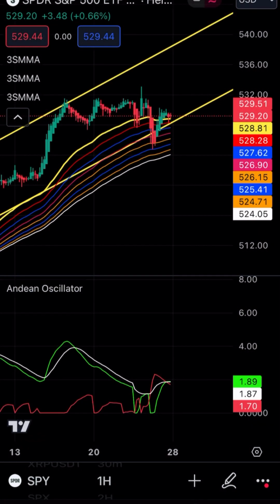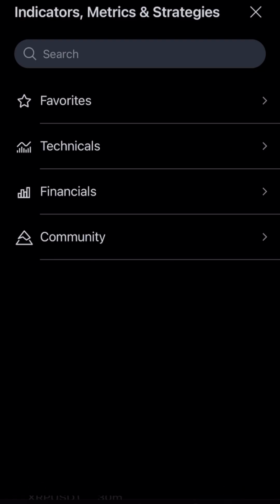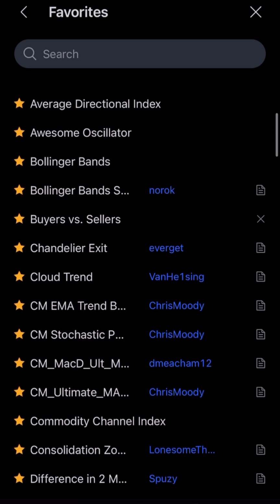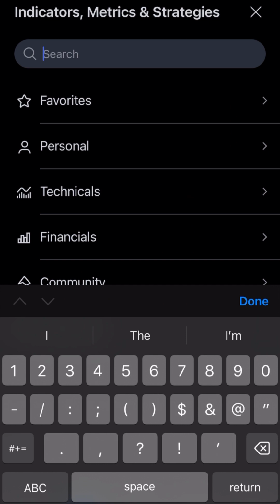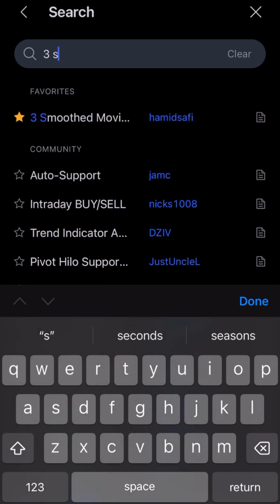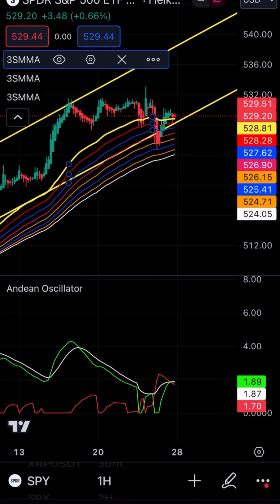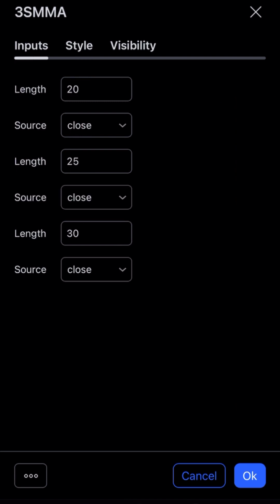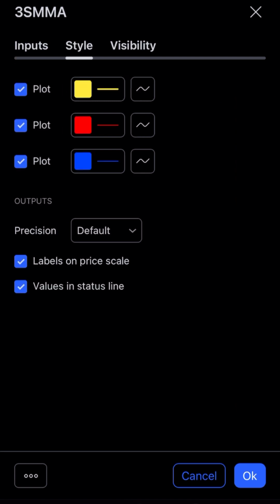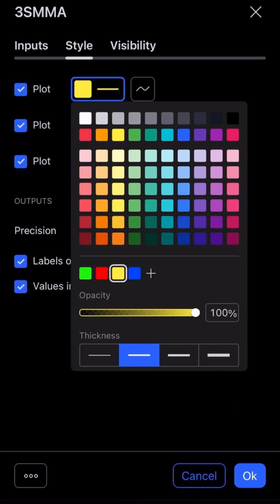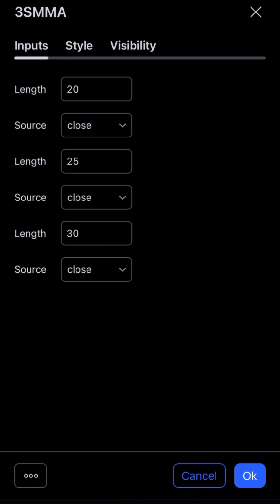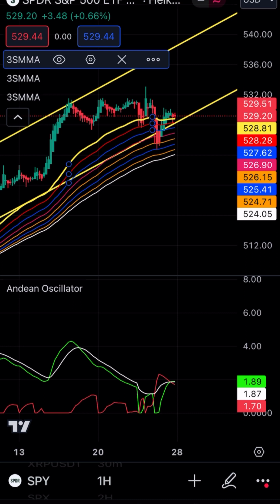Okay, to set up this strategy you're going to need four indicators loaded. The first one: you're going to go to three smooth moving averages, and you're going to click that three times. With those settings, you're going to change them to 20, 25, 30. With the 20, I usually make it thicker than the others because it's the most important line of any of them. So 20, 25, 30 for the first batch.